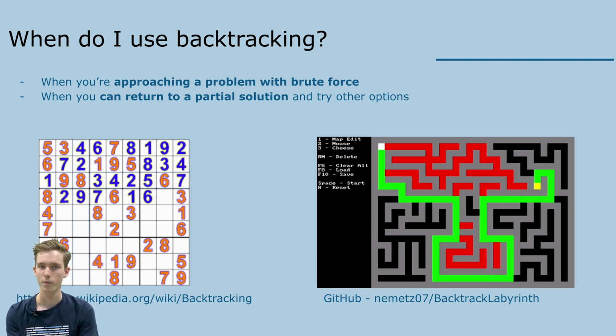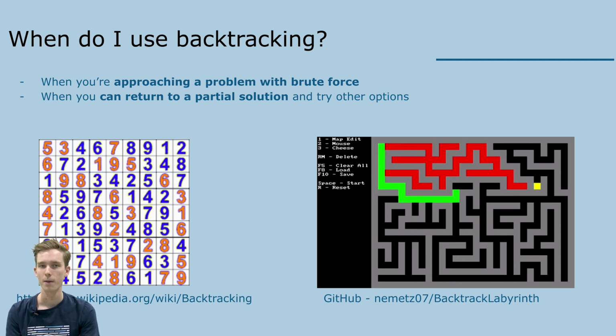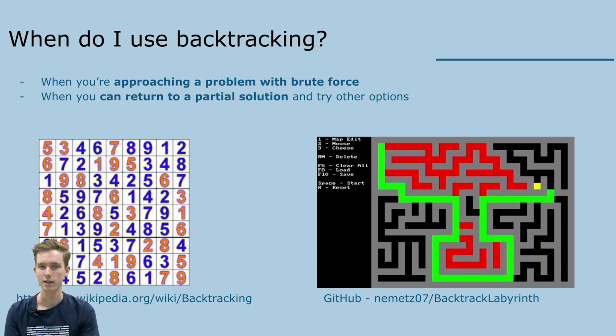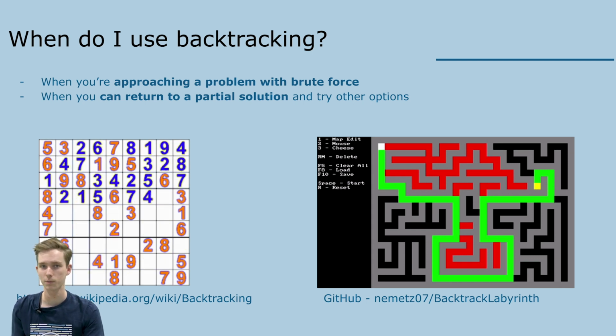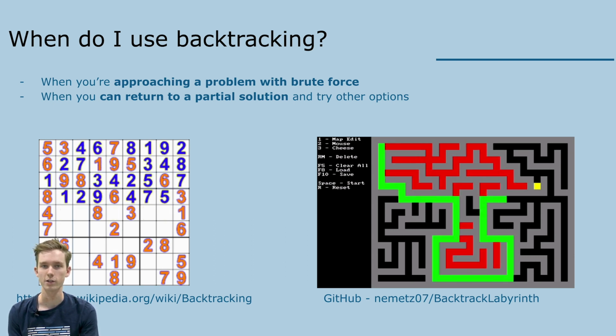As the mouse goes through the maze, it creates that green path that it thinks is the partial solution. And you can see it darts in, darts out, it's finding invalid solutions, and it backtracks back to where the last decision can be made. Those are both very good applications of backtracking.